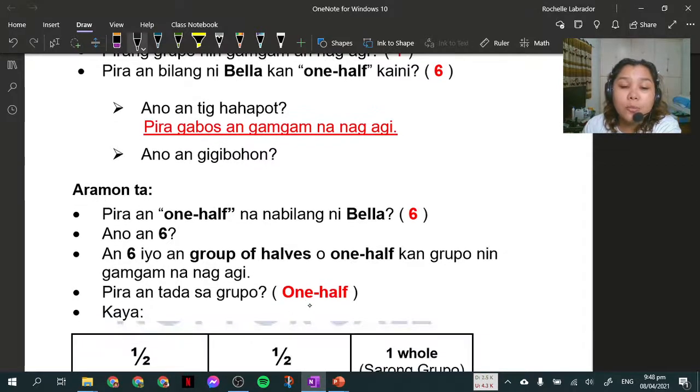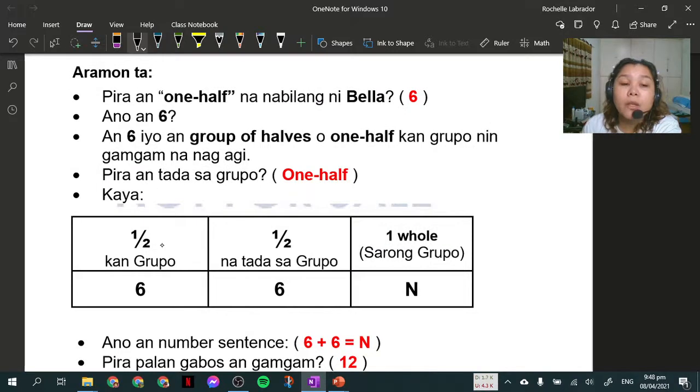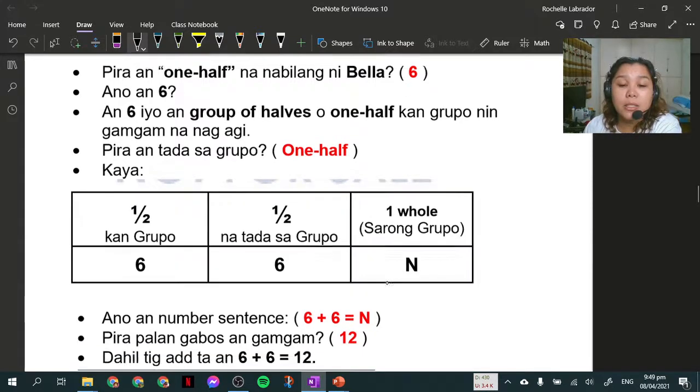Piraan tada sa grupo, 1/2. Kaya, 1/2 kan grupo, 6. So, 1 whole, ilan kaya ito? Kasi in 1/2, ito na lang yung tatandaan. In 1/2, parang double-double lang siya. So, if 6 is the 1/2, for sure the other half is 6. So, what will be the total is you just add them. So, 6 plus 6 equals n.